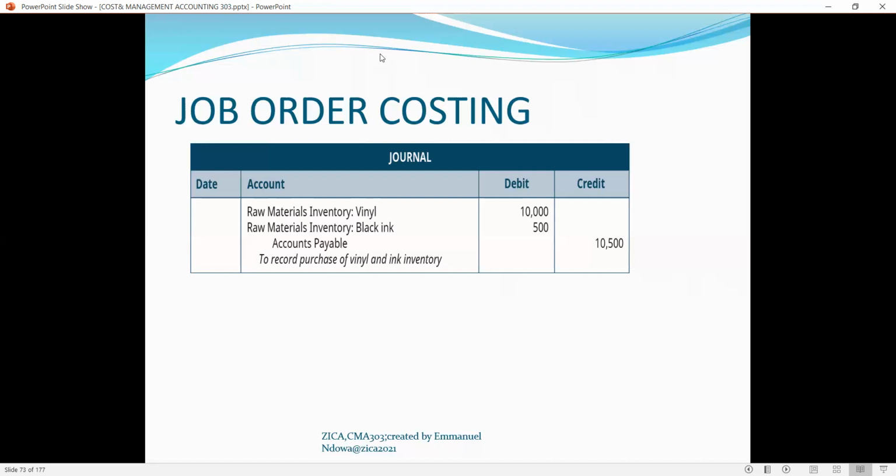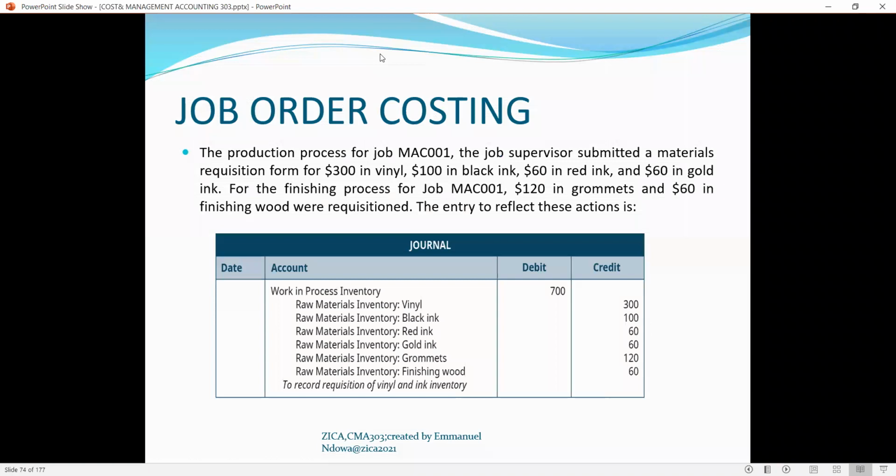How can you journalize your purchase of raw materials from the supplier? You need to debit your inventory, which is represented by a warehouse. So you need to debit each and every account that is receiving the materials. In this case, the vinyl inventory, you are debiting by 10,000, and the black ink, you are debiting by 500, but obviously you are going to pay an invoice of 10,500. Are we together on this stage?